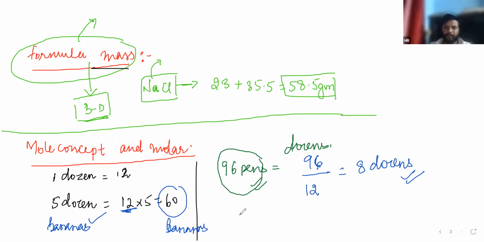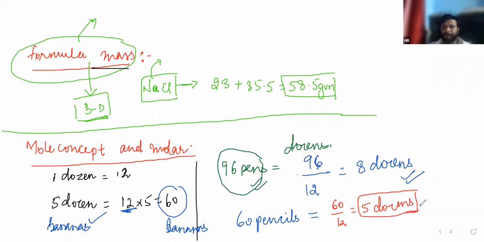Just see the next question. 60 pencils. Tell me how many dozens? I'm telling you this because we can easily connect these dozens to more. 5 dozens. That's great. 60 divided by 12, that will be equal to 5 dozens.